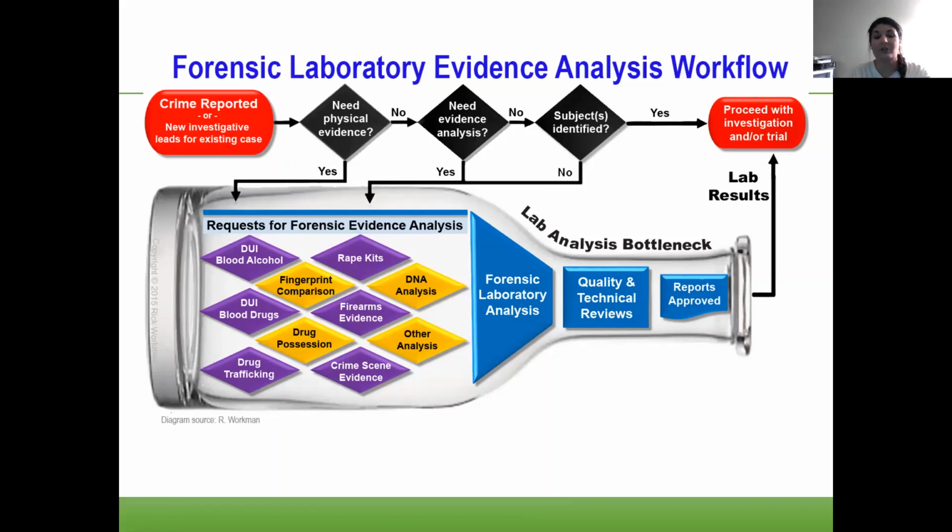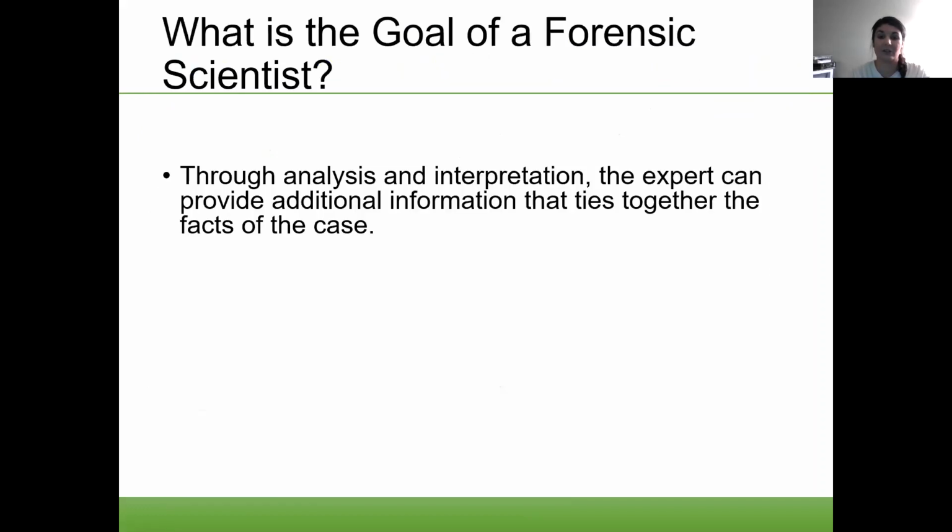So you do the analysis, then it undergoes reviews, quality and technical reviews, to make sure that the results are accurate and tests were performed correctly. And then the reports are approved, and then they go to the investigation or trial. They're sent to the investigator or prosecutor.